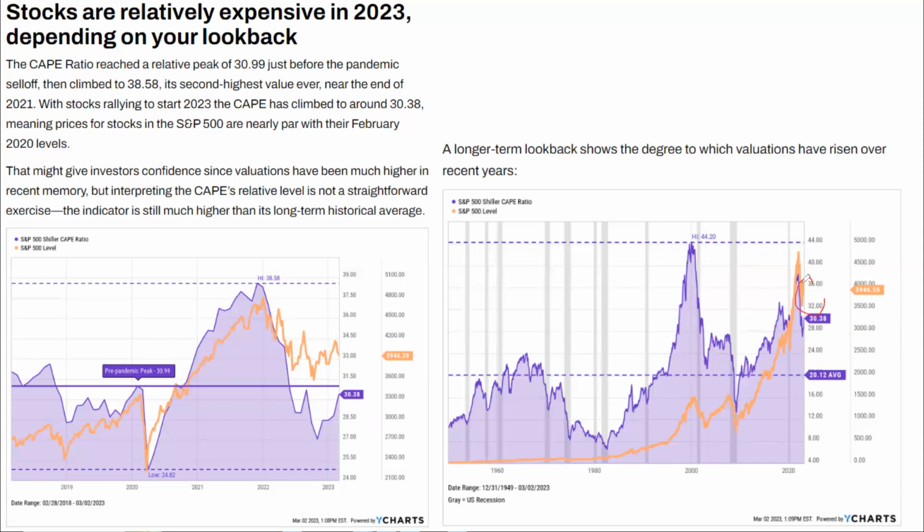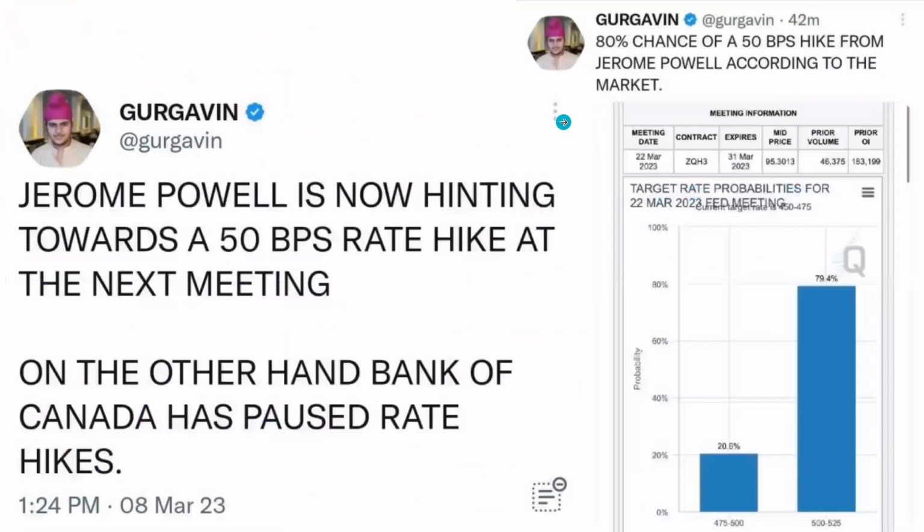And we're still really elevated when it comes to the S&P 500 and the CAPE ratio. So just something else that I wanted to show you guys to be aware of. Now, Jerome Powell is now hinting towards a 50 basis point rate hike at the next meeting. On the other hand, the Bank of Canada has already paused rate hikes.